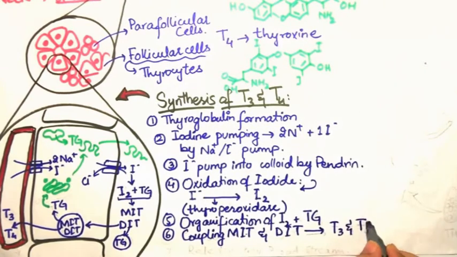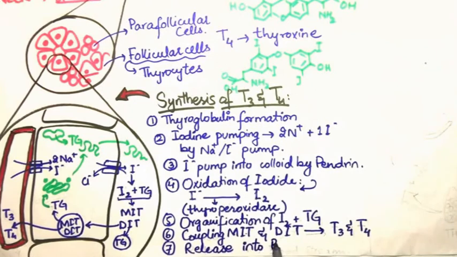Then the sixth step is the coupling of DIT and MIT. Coupling of DIT and MIT will form T3 and T4. And the last step will be the release of these hormones into the bloodstream. So it was all about the synthesis of T3 and T4.